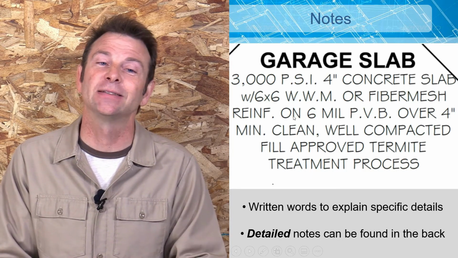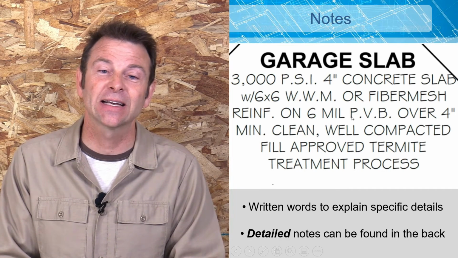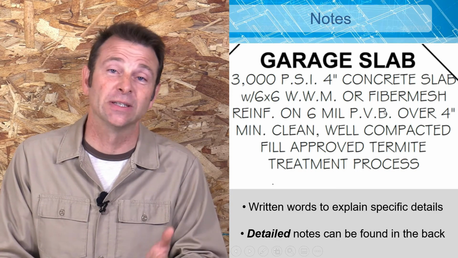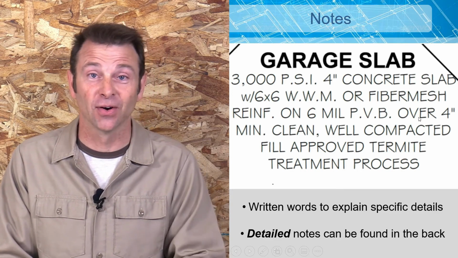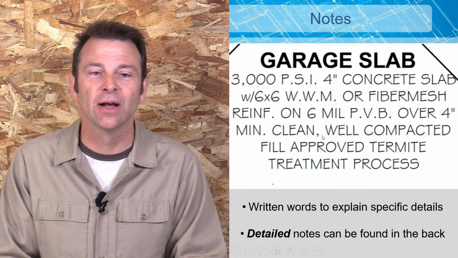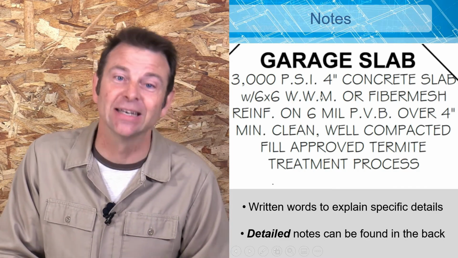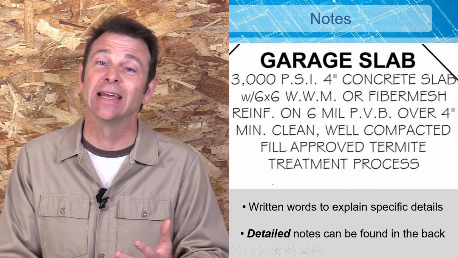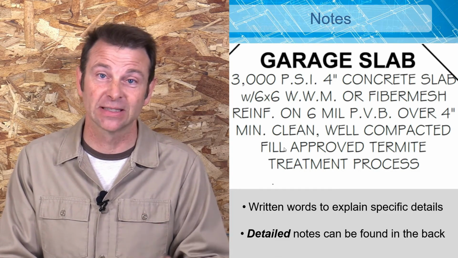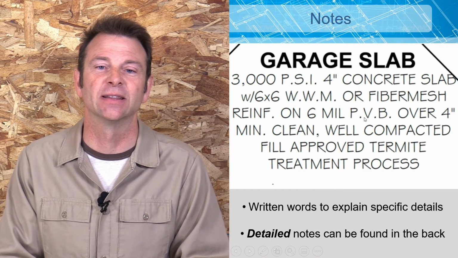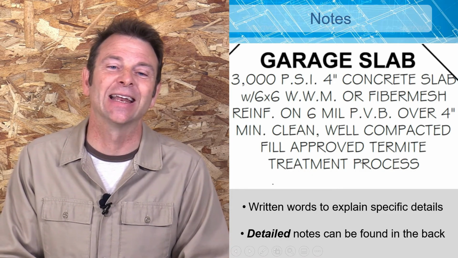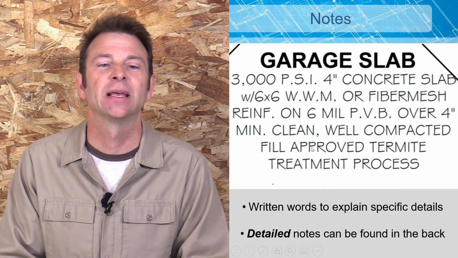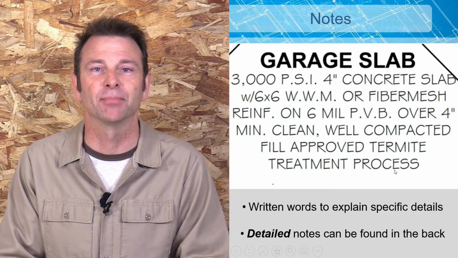Then it's saying on top of a 6 mil polyvinyl butyrol, which is basically plastic, over 4 inches minimum clean, well compacted fill. So the fill would be either dirt or gravel, or whatever specific type of fill is used there. Well compacted. And the last thing, this is all mashed together, you have to sort it out. It says approved termite treatment process.